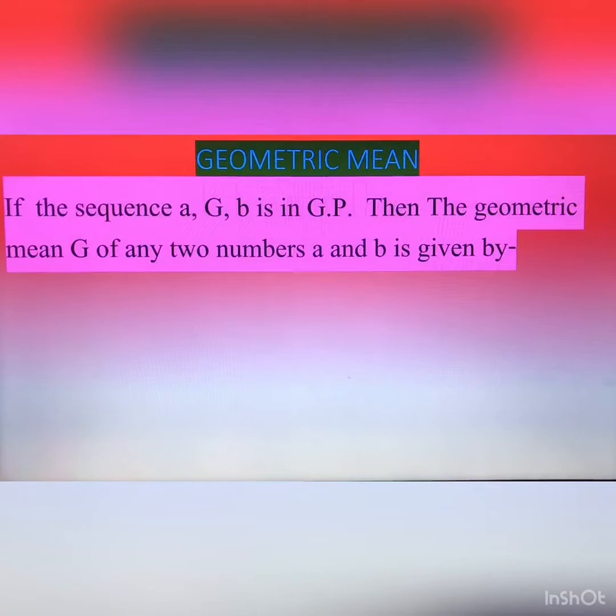Now geometric mean of numbers. If the sequence a, G, b is in GP, then the geometric mean G of any 2 numbers a and b is given by G equal to under root ab. This is the geometric mean for 2 numbers a and b.